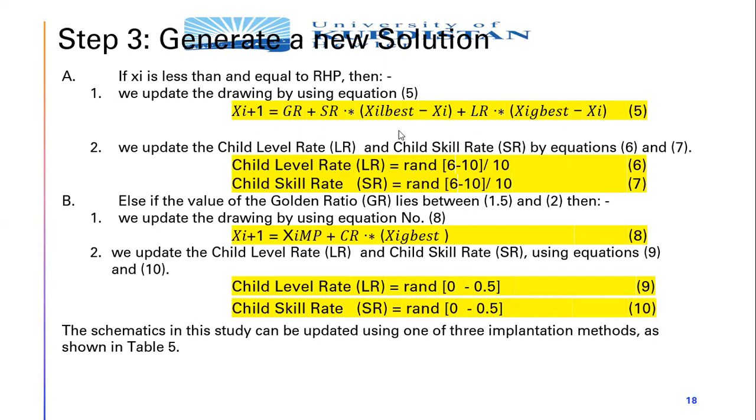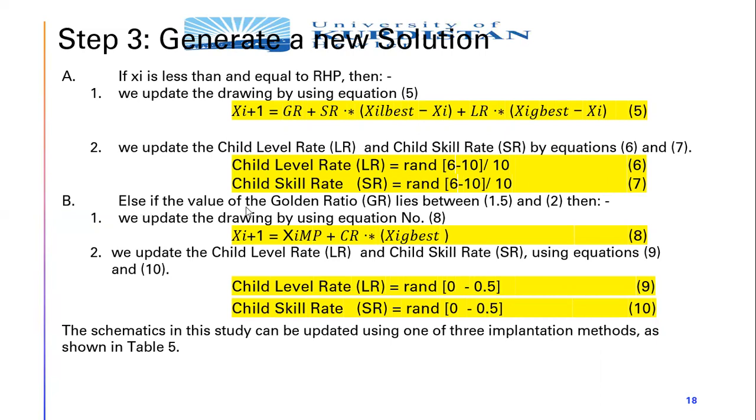Once we found this one, then we update the learning rate of the child and the skill rate of the child, and they can be updated by using equations 6 and 7. So that is done, 6 and 7. And if this condition is not true, if xi, one of them, is not satisfied, then we try to use the golden ratio.